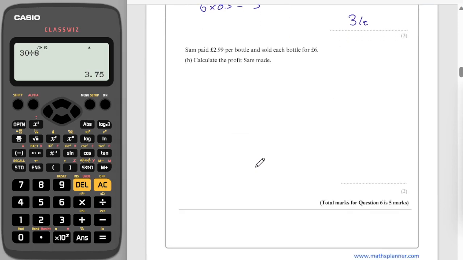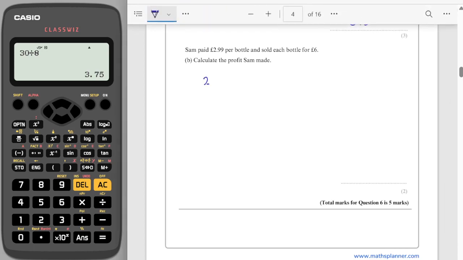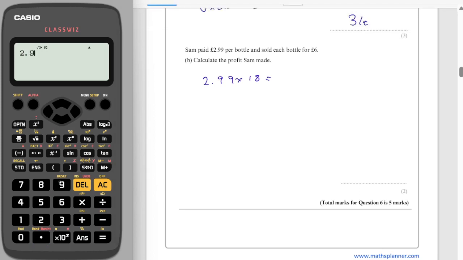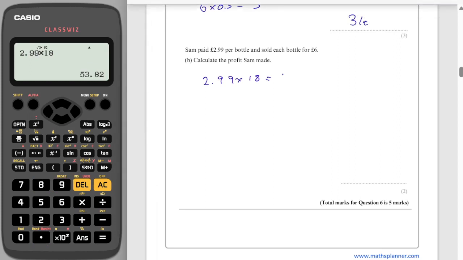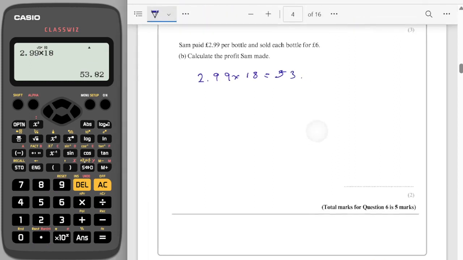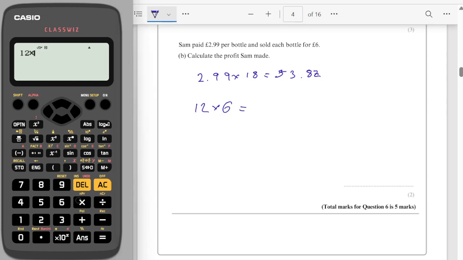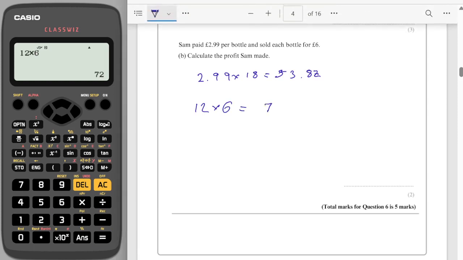Sam pays £2.99 for each bottle and sells each bottle for £6. Calculate the profit Sam made. Well, if I do £2.99 times 18, the number of bottles he bought, that's going to give me the total money that he spent. So he spent £53.82. If he sold 12 of the bottles for £6 each, then 12 times 6, so he made £72.